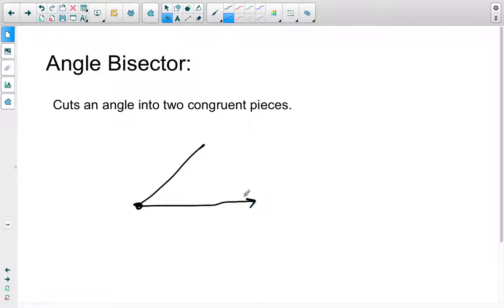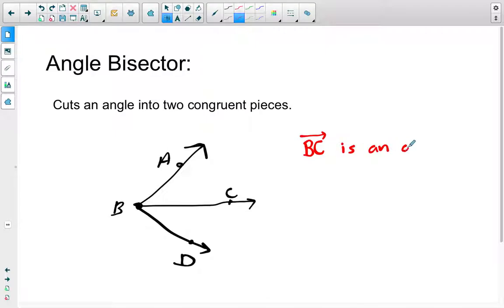If I drew a little example here like before, here's our same drawing. We have A, B, C, and D. If ray BC, our side, if it states that this is an angle bisector, this tells me now that it splits the full angle ABD into two equal parts, meaning that angle ABC is congruent to angle CBD.